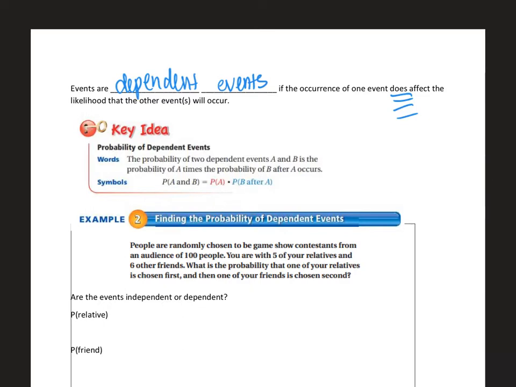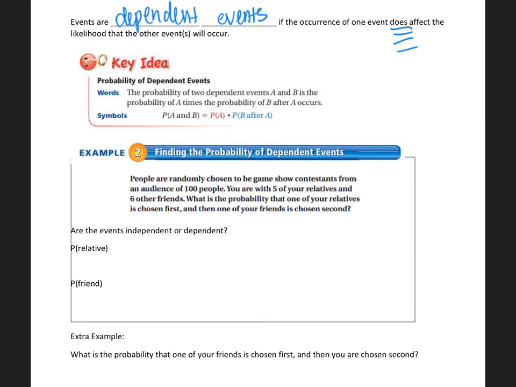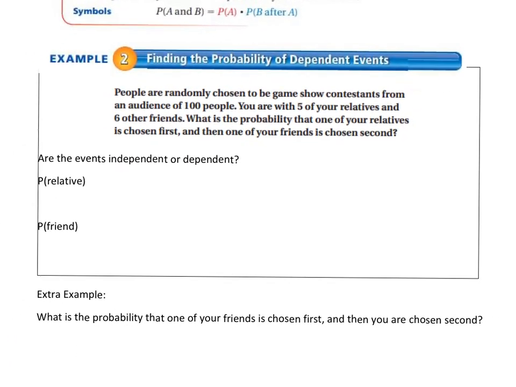So let's take a look at first this key idea. The probability of two dependent events A and B is the probability of A, okay, times the probability of B after A occurs. So we are assuming that that first event A happens. Okay, so let's take a look. Might make a little more sense with an example.